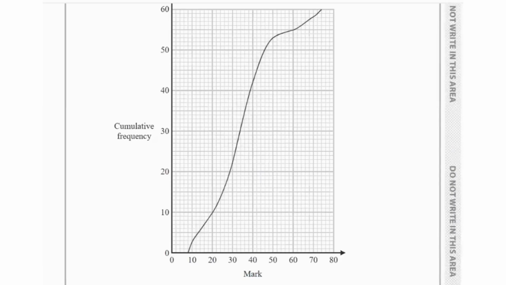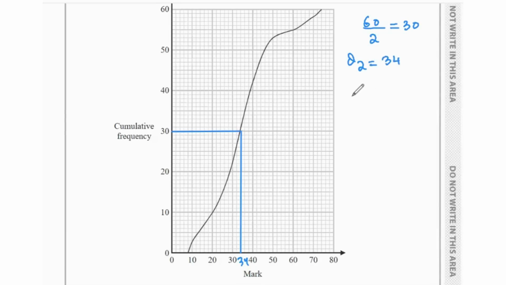So first thing, 60 divided by 2 is 30. So we need to find the 30th value for the median. For the 30th value, we draw a line from 30 towards the graph and see that we're getting 34. So the median value is 34.